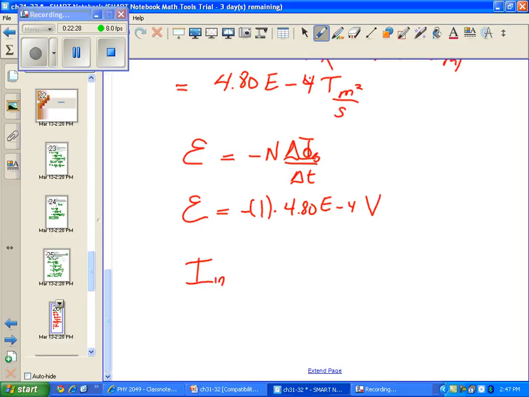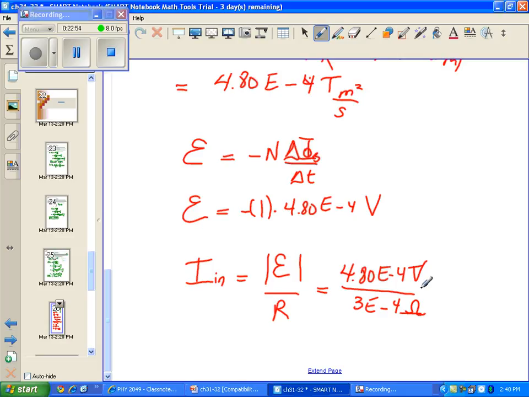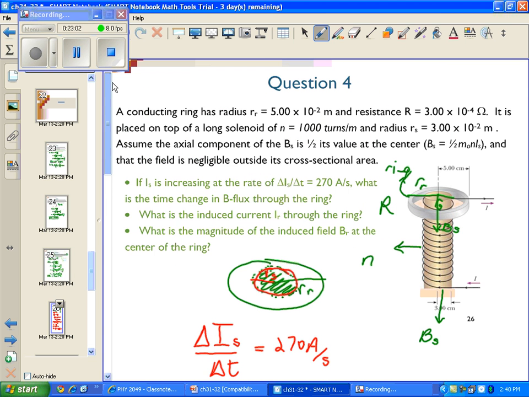Well, the induced current, therefore, using Ohm's law, will be equal to the magnitude of the induced EMF divided by the resistance of the ring. Well, the magnitude of the induced EMF is 4.80 e to the minus 4 volts. The resistance of the ring is 3 e to the minus 4 ohms, and that gives us a value of 1.6 amps.